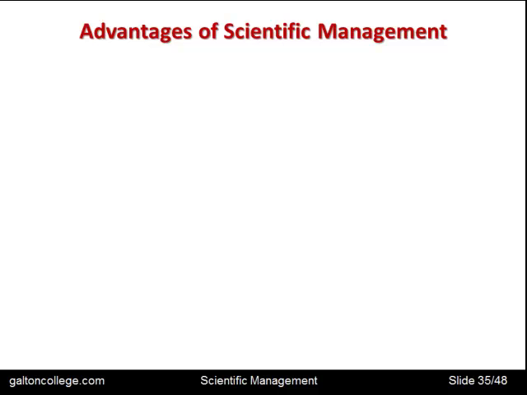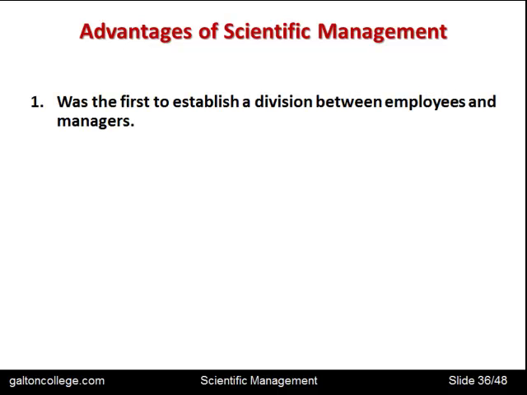Now, the advantages of scientific management was the first to establish a division between employees and managers. So scientific management sees the employees as the ones carrying out various jobs and tasks, and the managers in support, selecting the employees according to ability, providing the right tools and equipment and making sure they're in place, and making sure that there is complete understanding on the part of the employee as to what tasks to undertake and how to go about these particular tasks.